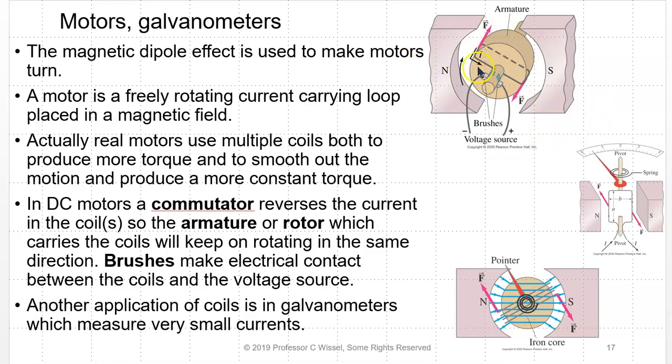Actually, real motors use multiple coils both to produce more torque and to smooth out the motion and produce a more constant torque. In DC motors, a commutator reverses the current in the coils so the armature or rotor, which carries the coils, will keep on rotating in the same direction. Brushes make electrical contact between the coil and the voltage source. Another application of coils is in galvanometers, which are used to measure very small currents.